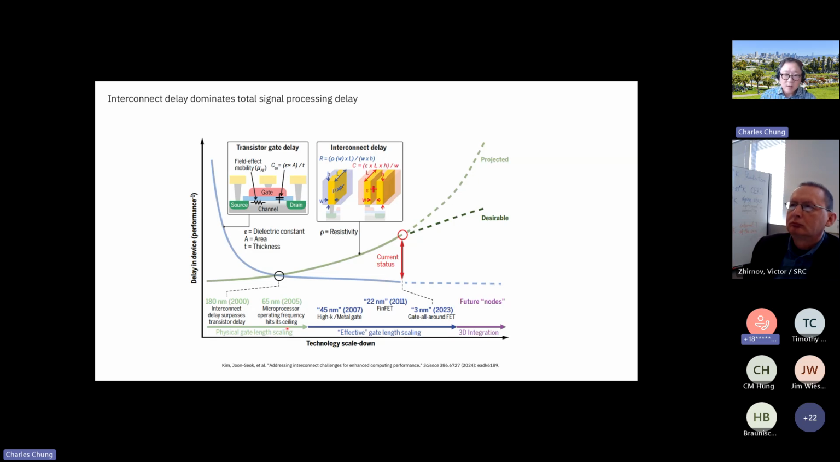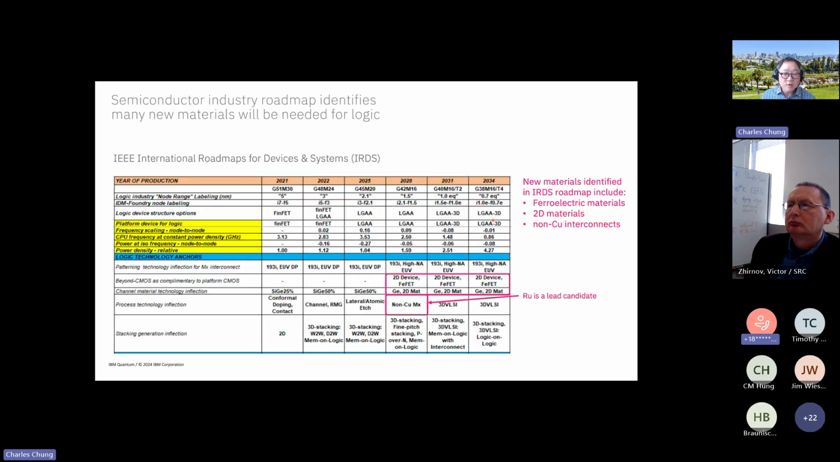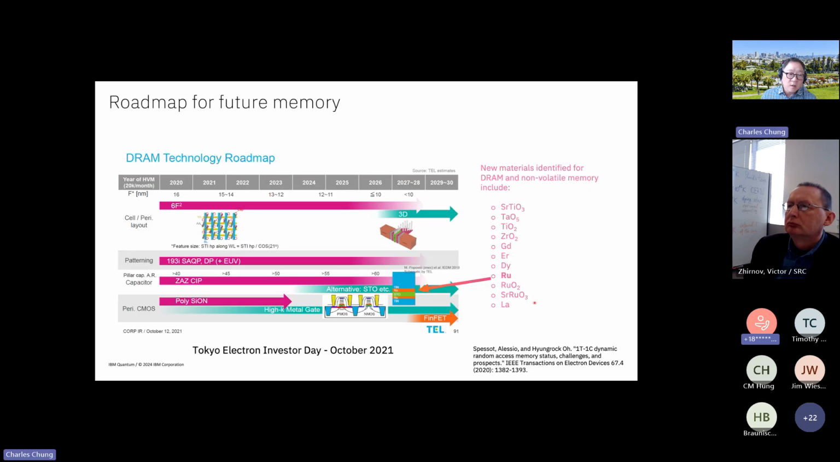And so what we're trying to do here, for example, is find a way to slow down the growth of this delay. This is the projected curve. This is what is desirable. And the IRDS in their roadmap identifies the need for some new metal, non-copper metal. Ruthenium is the lead candidate. In DRAM technology roadmaps, ruthenium is also identified as a new material needed.